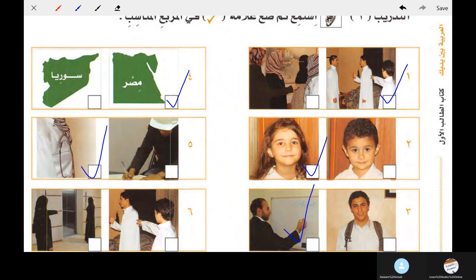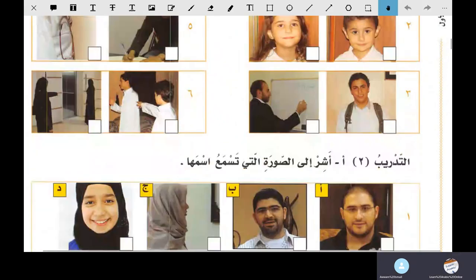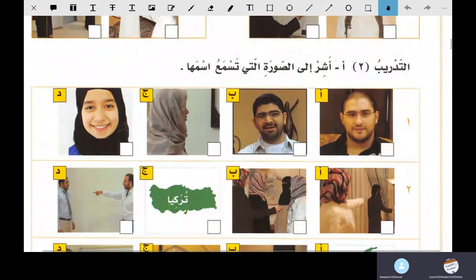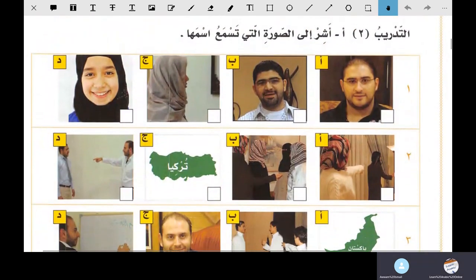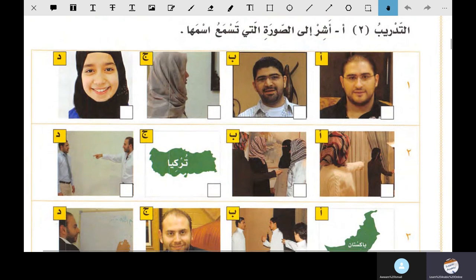As-Suratul Ula. At-Tadrib al-Thani. Ashir ila suratil lati tasma'u ismuha. Point toward the picture whose name you hear. So this time you have four options. You choose from Hamza, Ba, Jim, Dal. Okay?